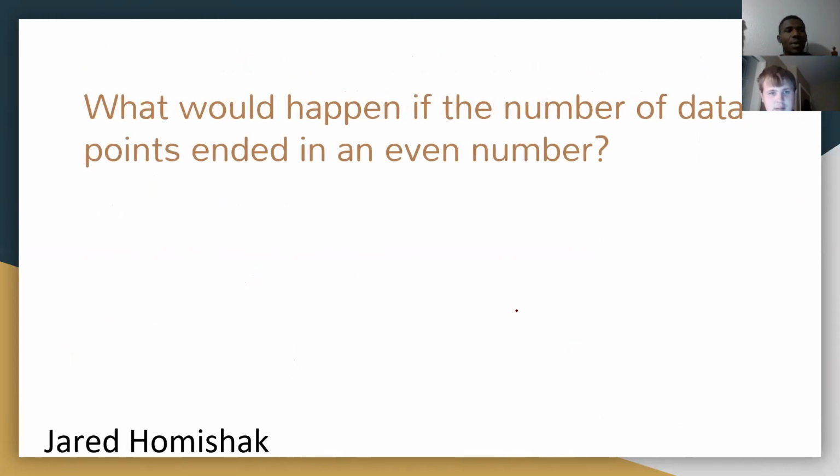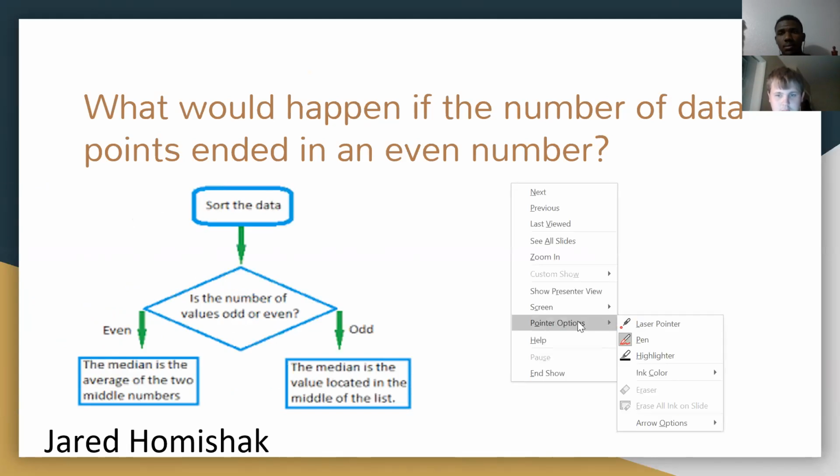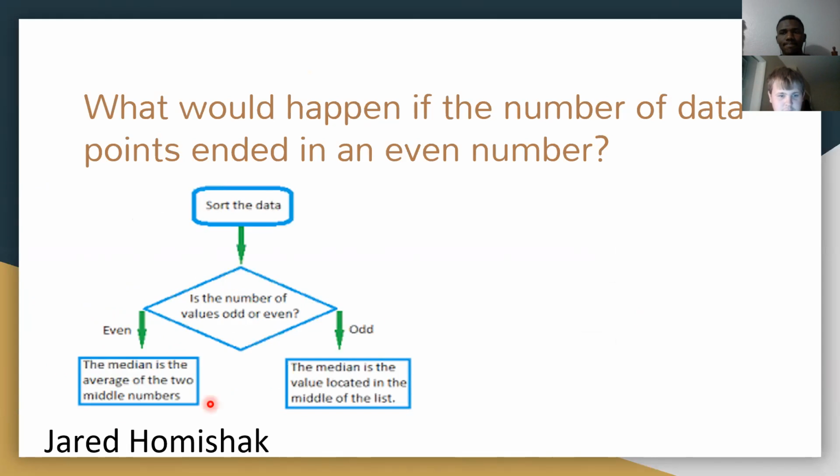Okay, what would happen if the number of data points ended in an even number? Good question. As we saw in the last question, the number of data points was odd, and that allowed us to find a median just like that. But if there is an even number set, there's no true middle number. In that case, you'll be looking for the median by determining the average of the two middle numbers.